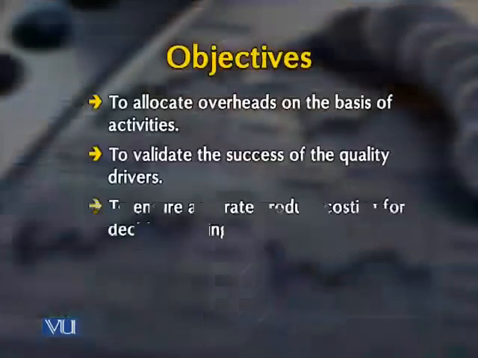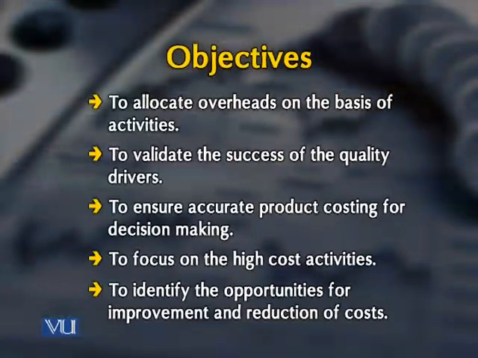Sometimes what we do, instead of having, let's say, 30, 40 types of activities, as we do in any business, we group them, let's say, high-valued activities and low-valued activities. Low-valued activities are clubbed together, high-value activities are kept separate, and then we work out the rates for each activity. Then identify the opportunities for improvements and reduction of cost.